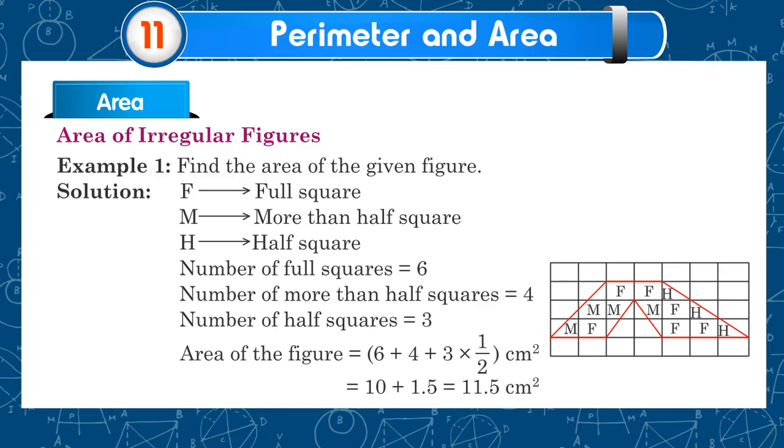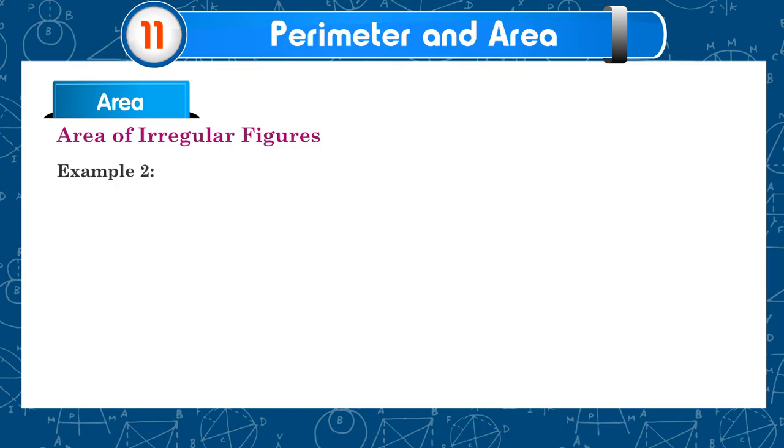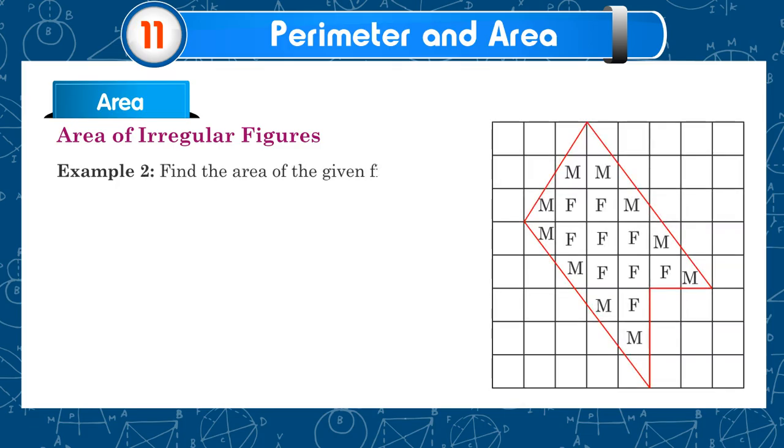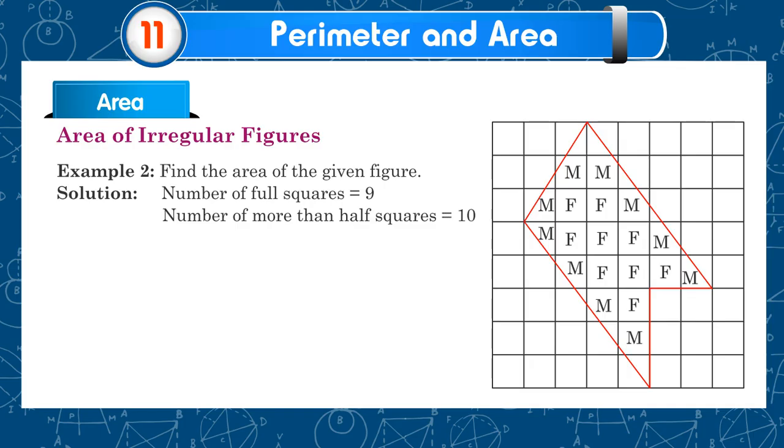Example 2. Find the area of the given figure. Solution. Number of full squares is 9. Number of more than half squares is 10. Area is equal to (9 + 10) centimeter square, which is 19 centimeter square.